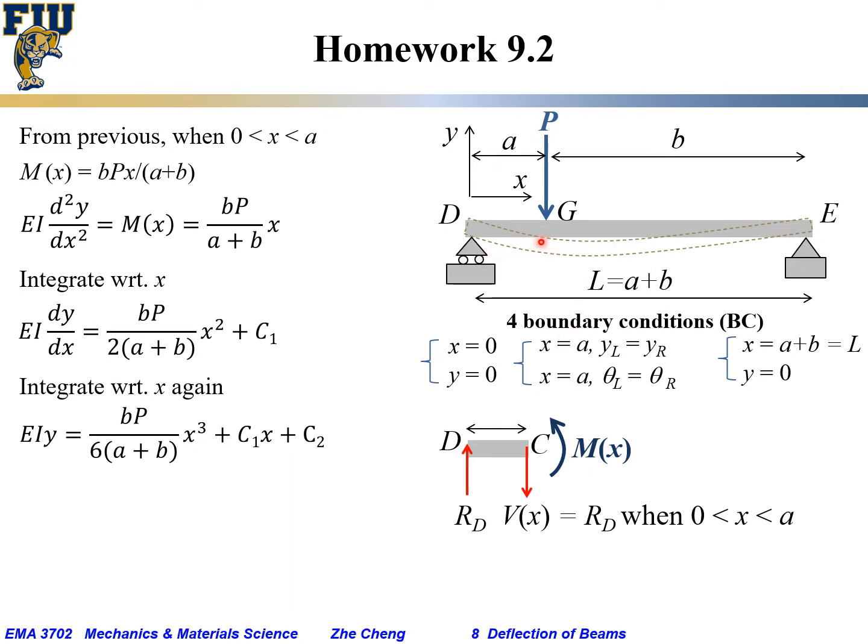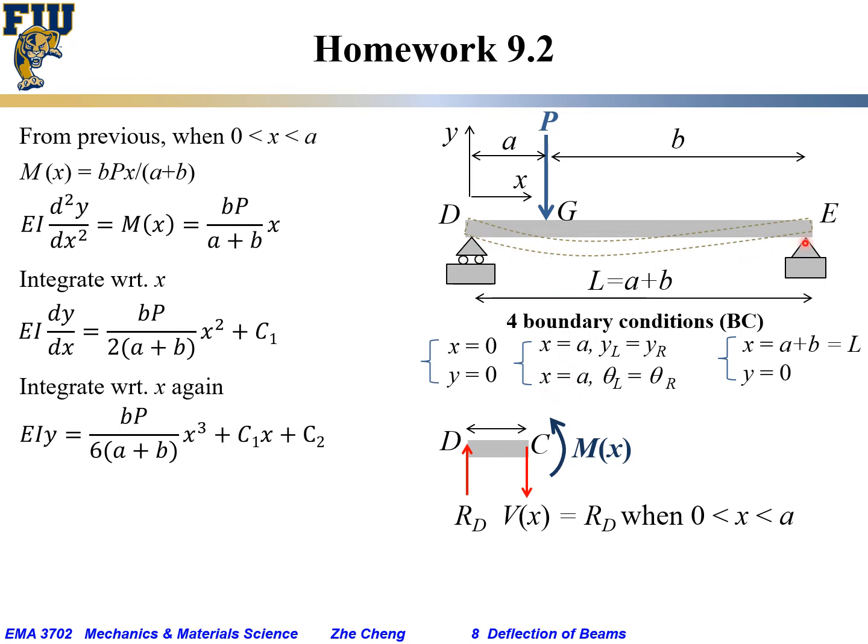So at a G point, we would have 2 additional boundary conditions. One is at x equals a, or at the G point, YL equals YR. YL means the left side deflection analytical equation would be equal to the right side deflection from the analytical solution. Okay, that's about whatever we do for the deflection analytical solution, the left side deflection must meet the right side deflection. The second one is about the smoothness.